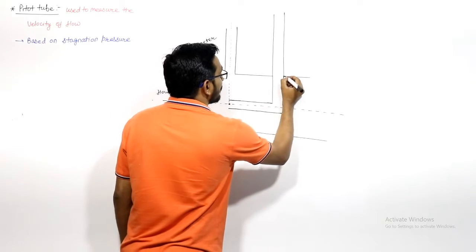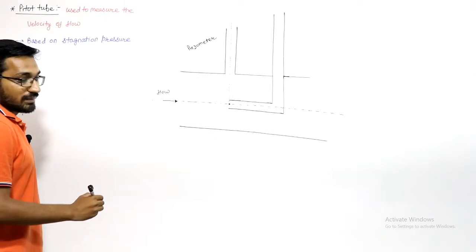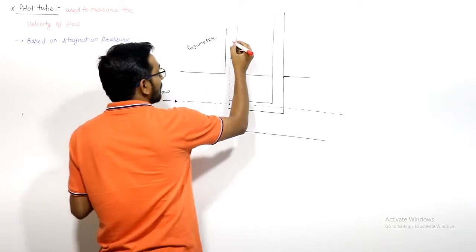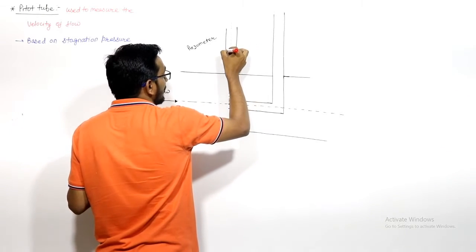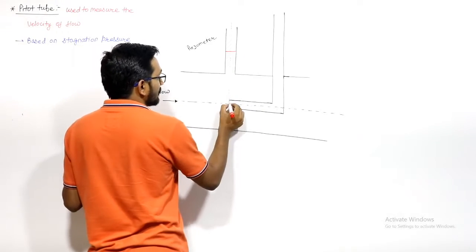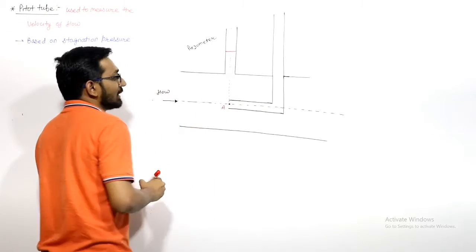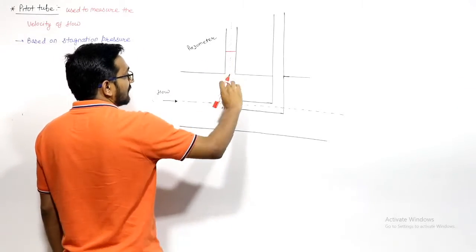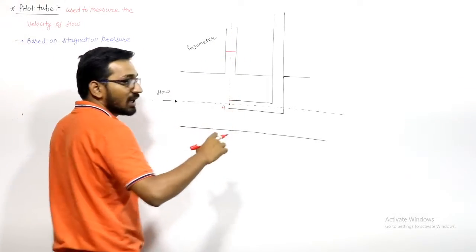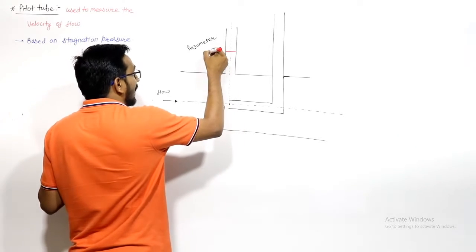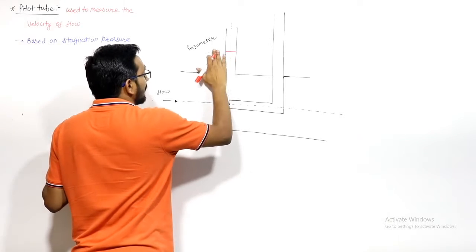Now at this point, let us say this is point A, this piezometer will read this reading. So this is the piezometer which can read your static pressure head. I can say that this reading is PA by rho g.